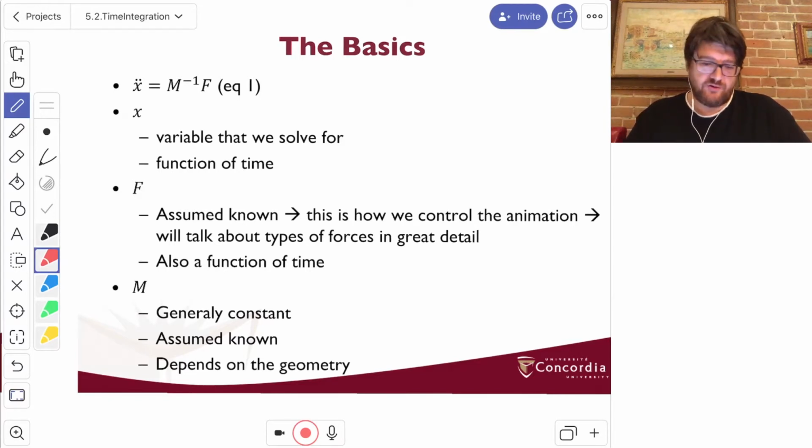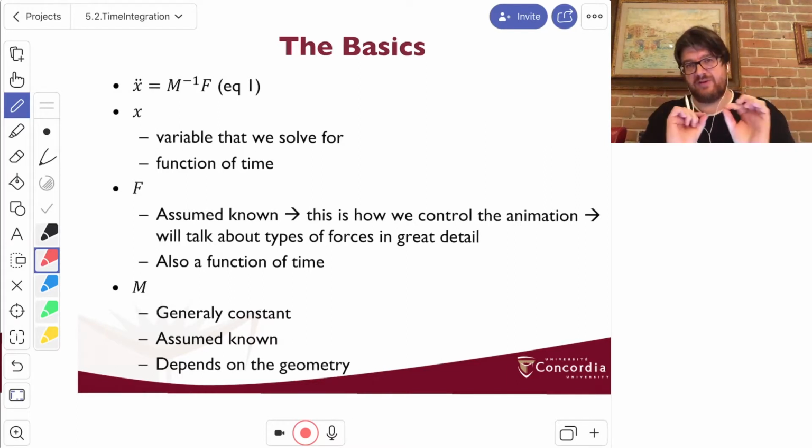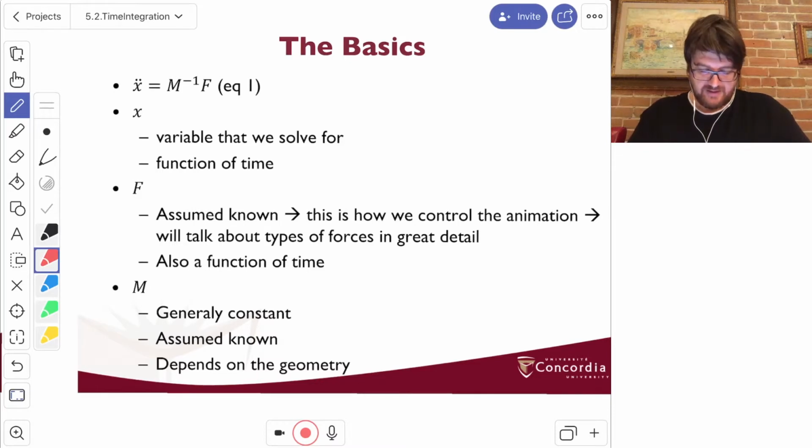So F is a function of time. The forces applied on my object can depend on time. Also, not every point in my object will have the same forces applied to it. M is very simple. It's assumed known. It's a function that depends only on geometry. It's essentially the mass matrix.